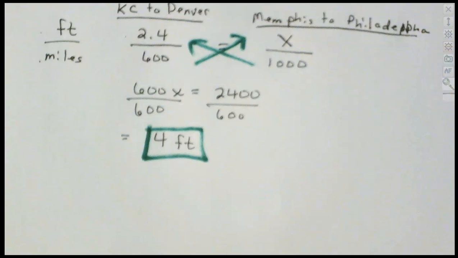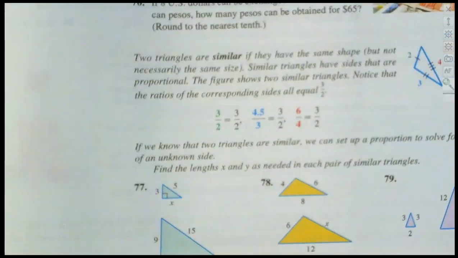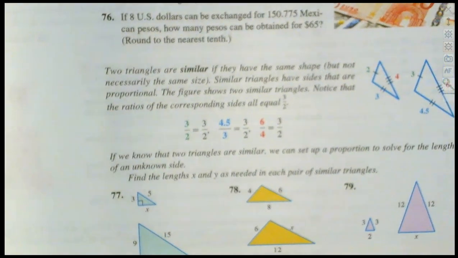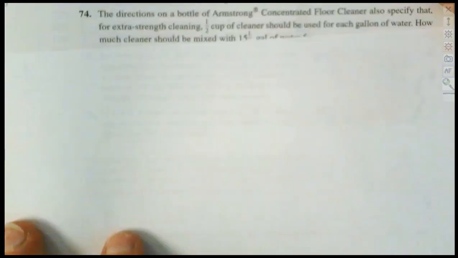Let's look now at mixing chemicals together. How about 74? So we're going to have to make up our own cleaning solution here. And we've got to make sure we get the right concentration. We don't want to have too much or not enough. So 74.